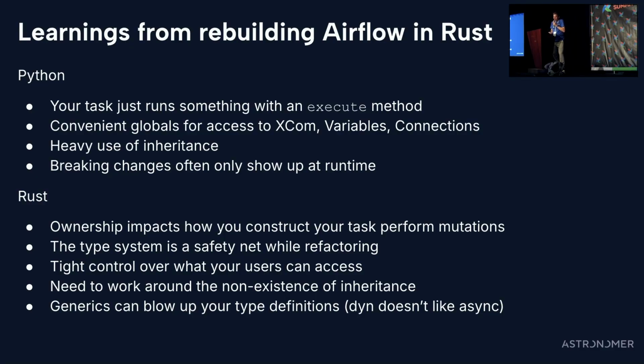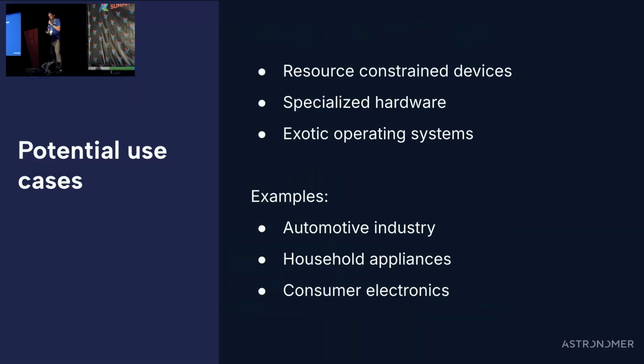But you have to work a bit around the non-existence of inheritance. Traits are good, but they have limits. And generics in Rust can blow up your type definition. So at one point, I had up to 5 generic parameters in my classes or my structs. And that was a bit ugly. I managed to kind of wrap it in a generic trait, but still. And especially with async, dynamic dispatch doesn't work so well yet.